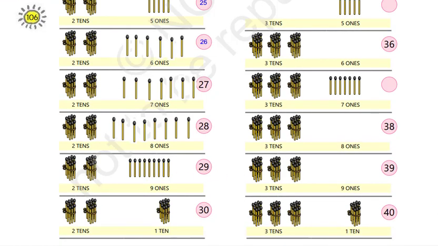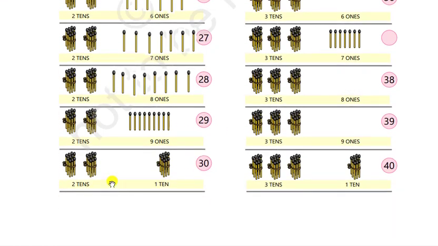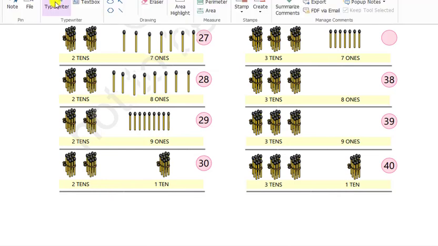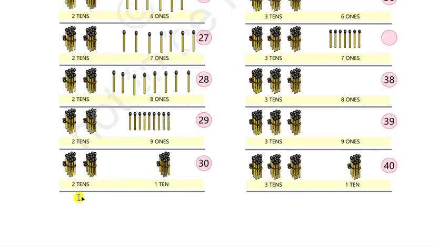Next is 30. So 30 is equal to 2 tens and again 1 ten. So in total it is 3 tens. So 30 is equal to 3 tens. And how many ones? 0 ones. So 30 is equal to 3 tens and 0 ones. So there will be 3 bundles of matchsticks and no loose matchsticks. We will not have any loose matchstick here.